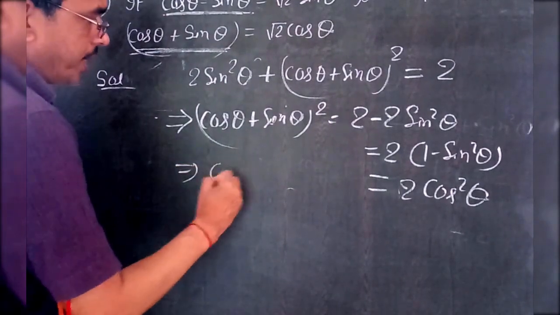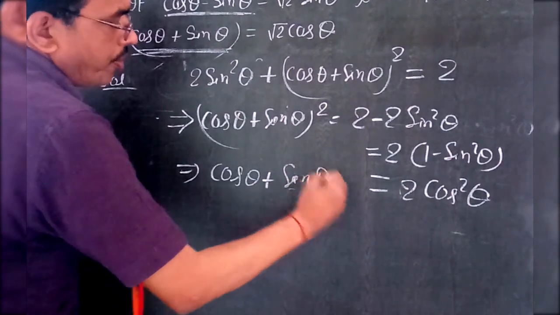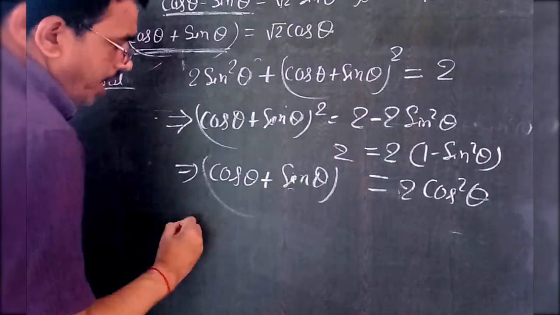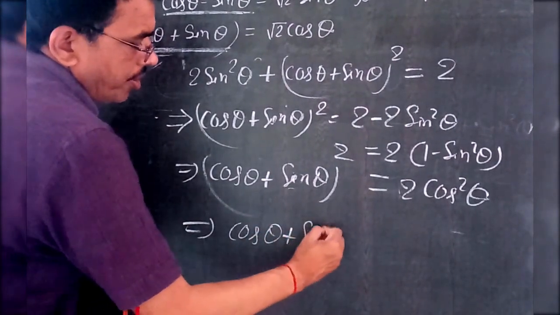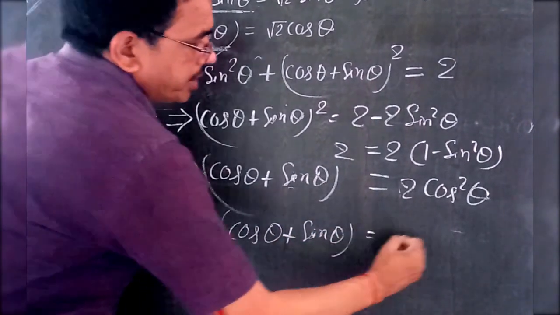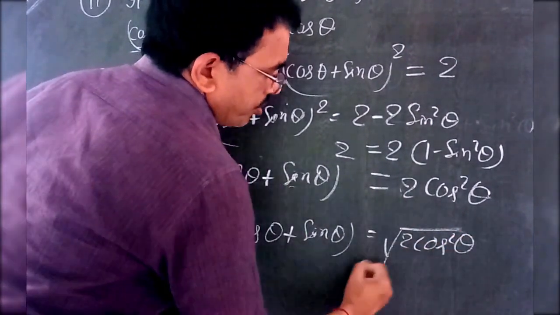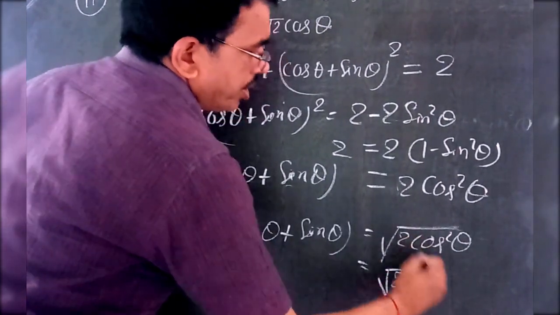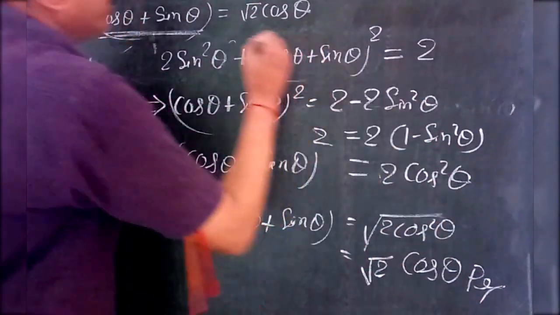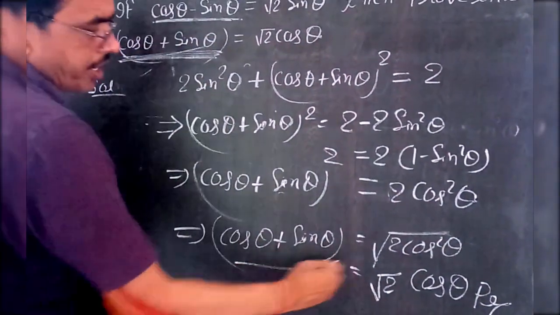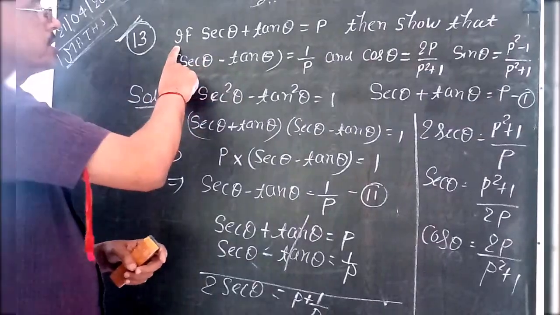LHS is cos theta plus sin theta whole square. And at the last stage, taking the root, cos theta plus sin theta is root of 2 cos square theta. So root 2 and root of cos square theta is cos theta. So your solution is cos theta plus sin theta is equal to root 2 cos theta. Nice.